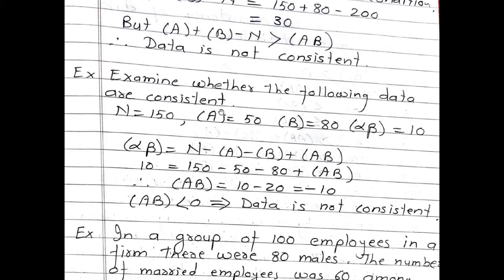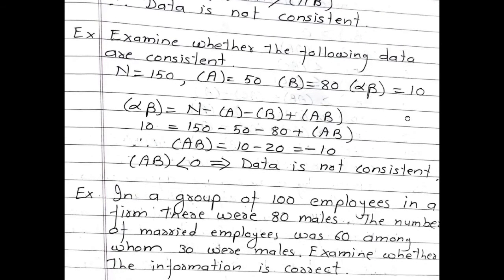Next example. Examine whether the following data are consistent. N is equal to 150. Frequency of class A is 50. Frequency of class B is 80. And frequency of alpha beta is 10.